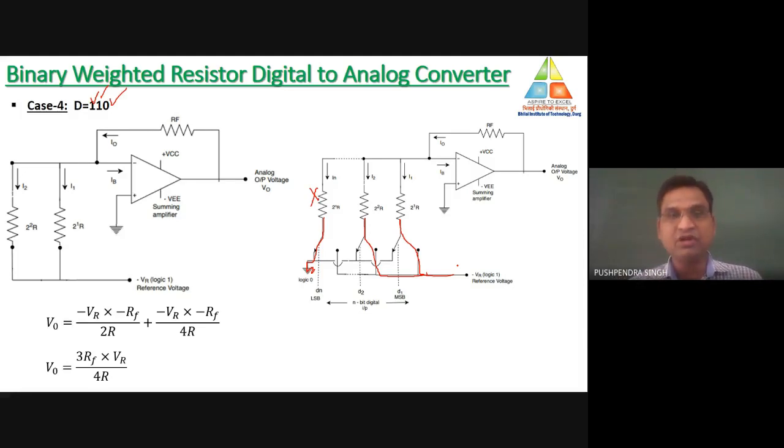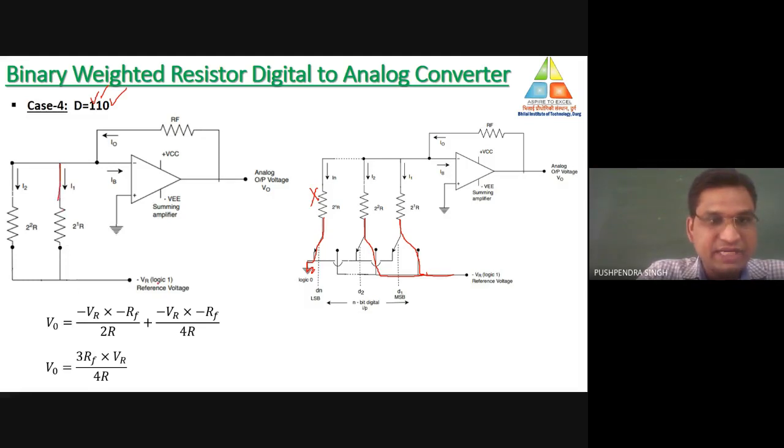So here the number of inputs is more than 1, and when the number of inputs is more than 1, the circuit will not be simply an inverting amplifier, it will be a summing amplifier, an inverting summing amplifier. We have discussed the summing amplifier in unit number 1. In the case of the summing amplifier, the output will be the summation of all the input voltages which are applied to the operational amplifier. So in that case, what will be the value of output?